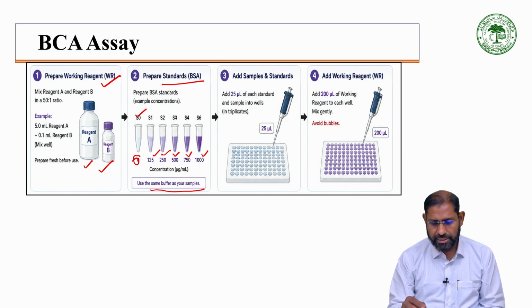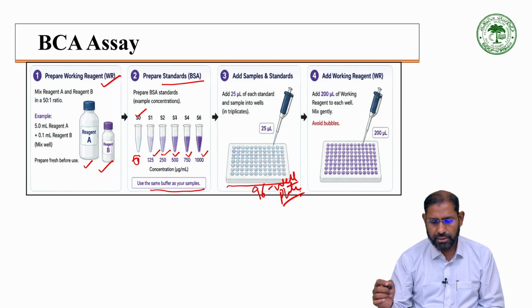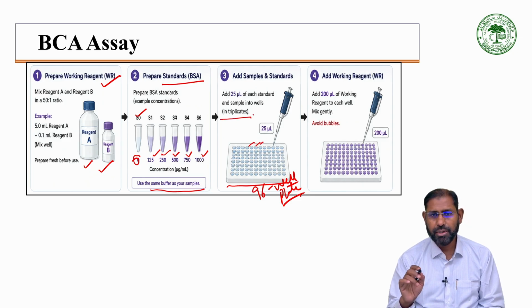Now we have an ELISA plate, a 96 well plate. What we do in this case is add the samples and standards. We add 25 microliters of each standard and sample into the wells. But it should be in triplicate because it's important. We use triplicates.